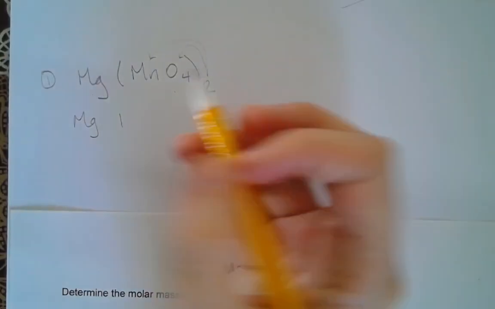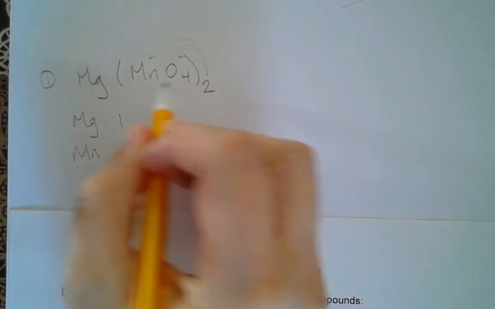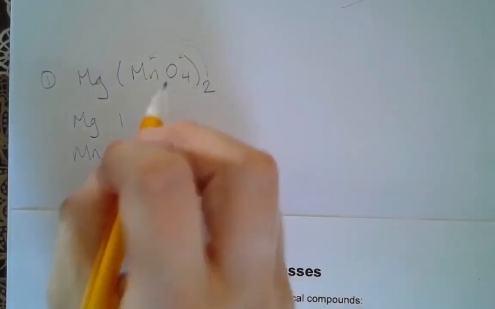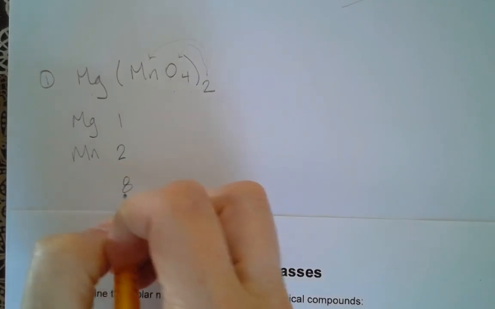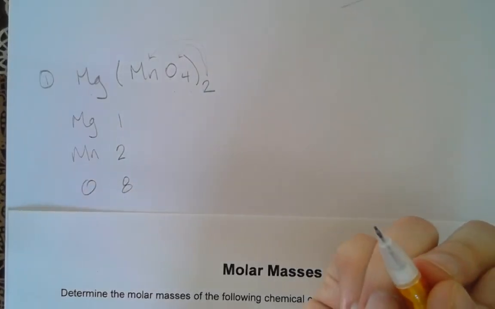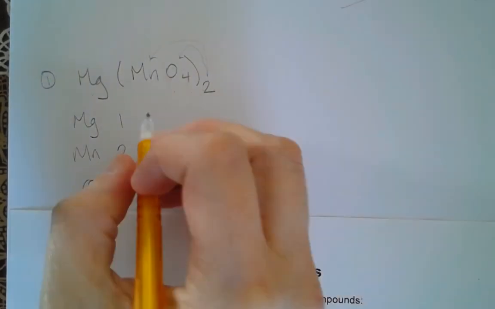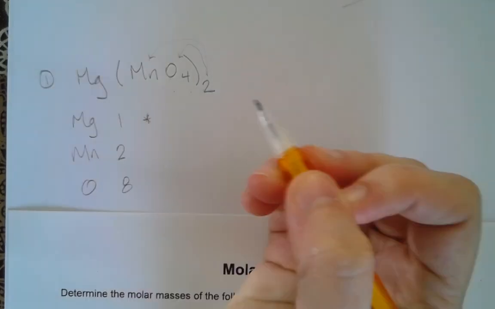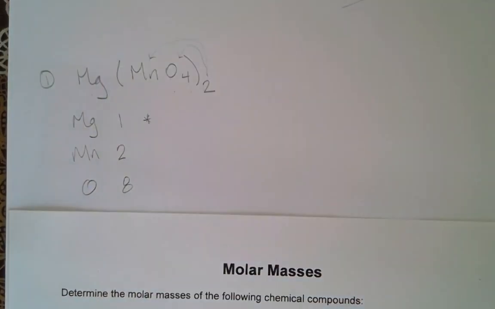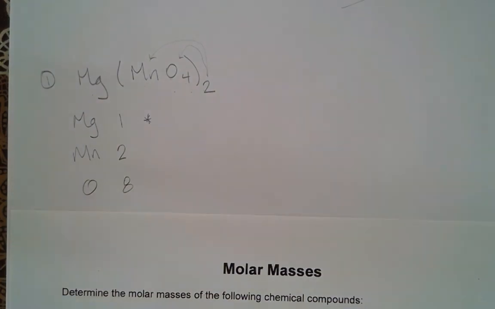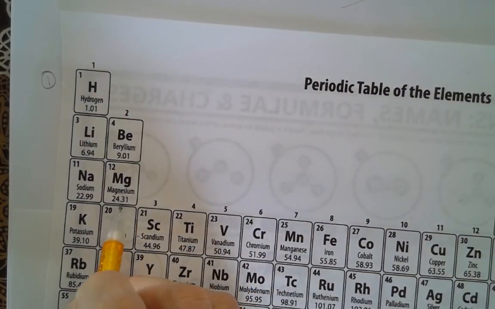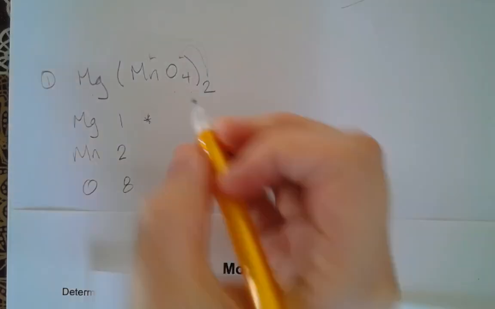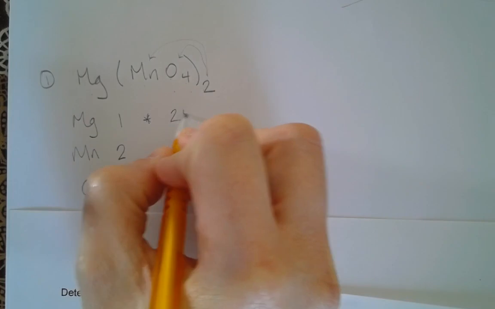So for manganate, we have 2 manganate. That's how it got tricky. And oxygen, we've got 4 times 2, 8 oxygens. We're now done with the tricky part. The rest of it looks the same. Now you're looking for magnesium. There's magnesium. Molar mass of magnesium is 24.31.